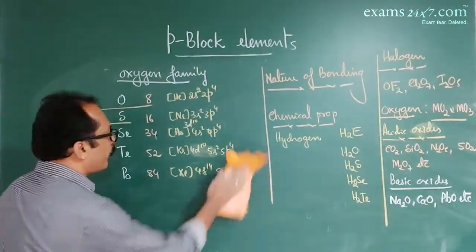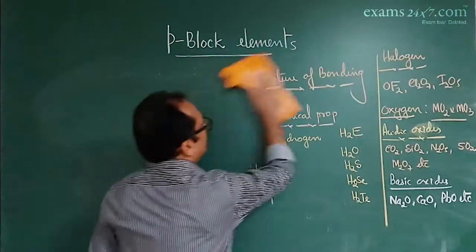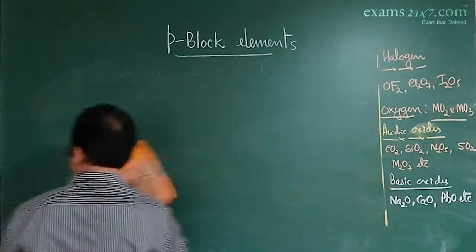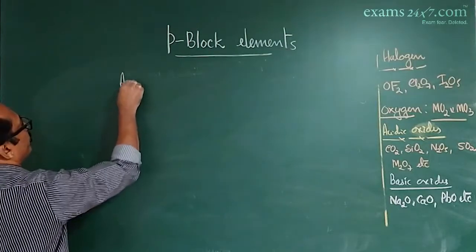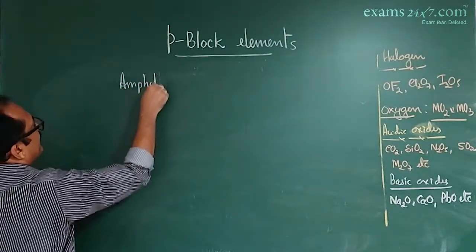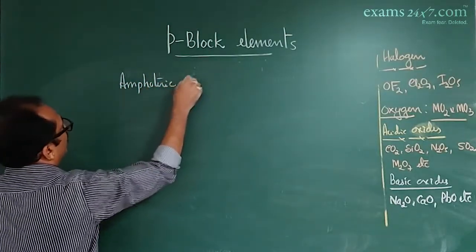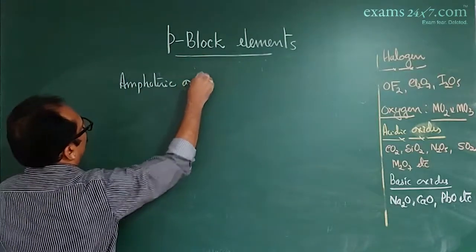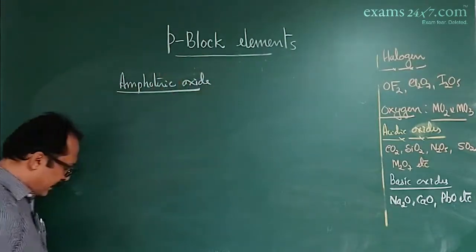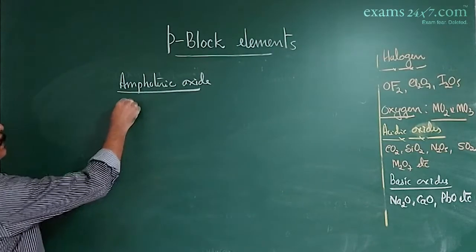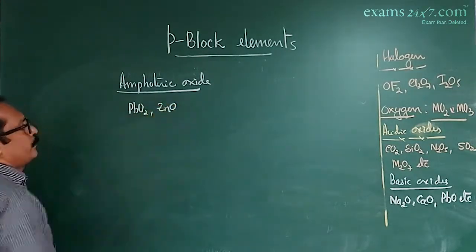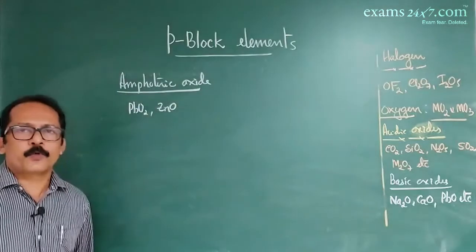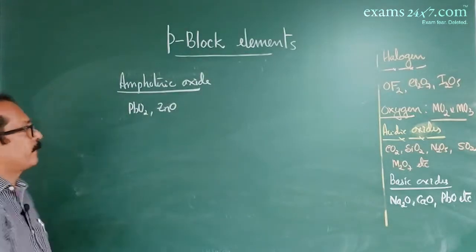Next, about amphoteric oxides. Amphoteric oxides act as an acid as well as a base. Some examples of amphoteric oxides: PbO2, ZnO, alumina, Al2O3.